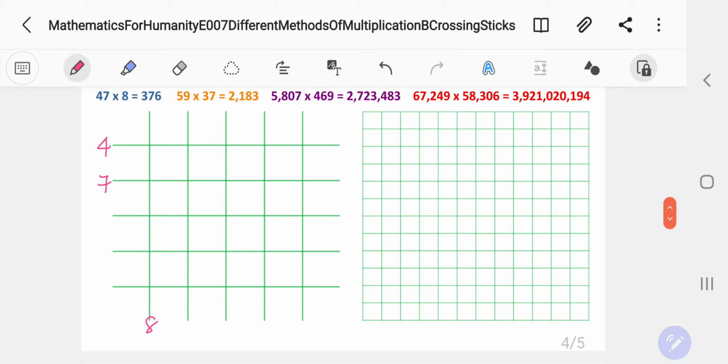And then we multiply 4 times 8, this is 32, and then 7 times 8 would be 56. So let's do the additional trick. Let's draw a diagonal here connecting this one and that one, and also this one. This one is 32. You actually have to add the numbers that are crossed by the diagonal.